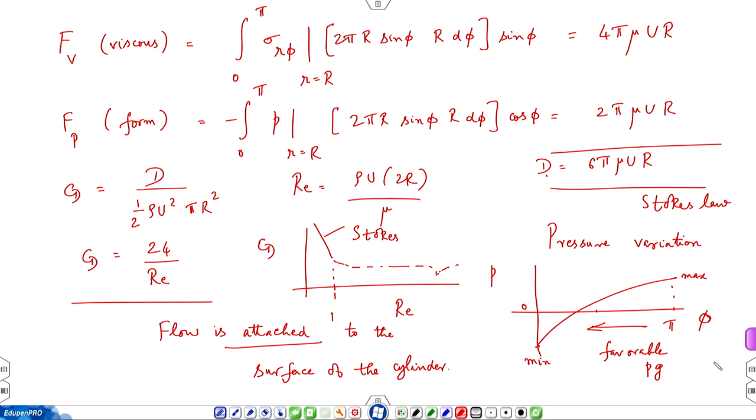So, why is it significant? It is also to be studied because very soon we will look at the other limit of Re approaching infinity, so we will be able to compare and contrast the two. For small Reynolds number, flow remains attached to the surface of the cylinder, CD scales inversely with Reynolds number, and pressure decreases on the surface of the cylinder in the direction of flow.